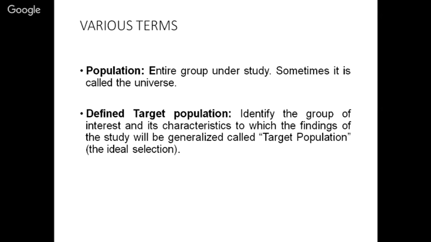Another important term is the defined target population. Target population means the group of interest to the researcher and the characteristics to which the findings of the study will be generalized. It means that from those 100 students, the representative group of that particular class is considered the target population.